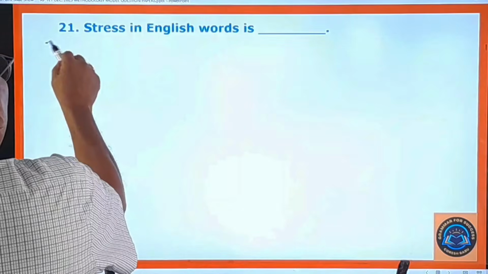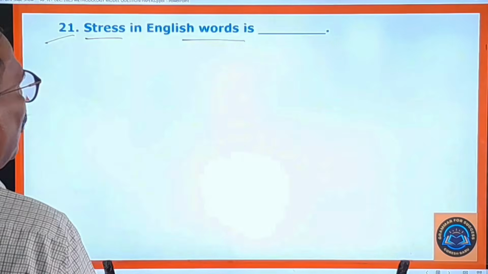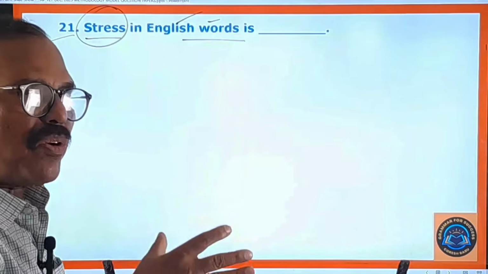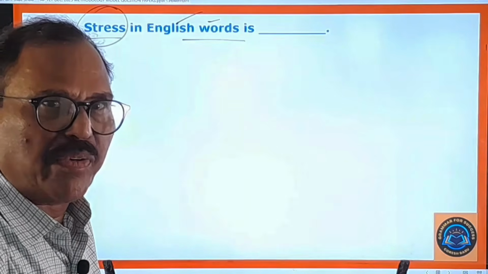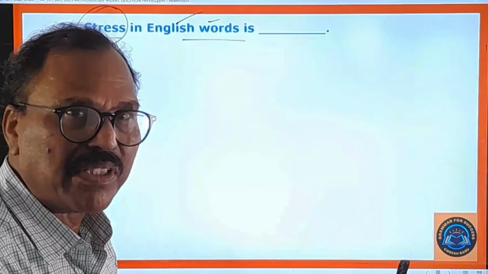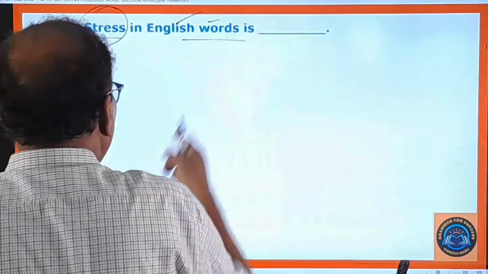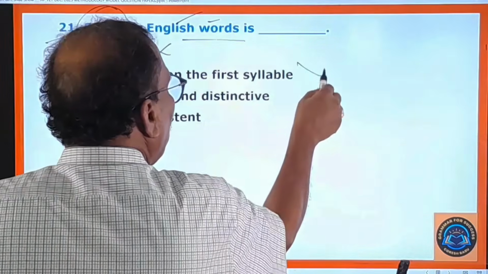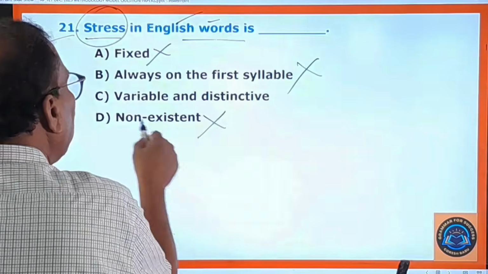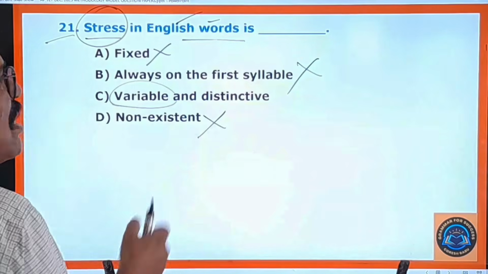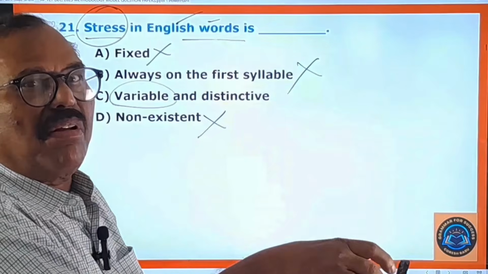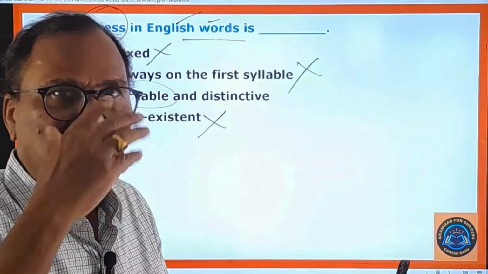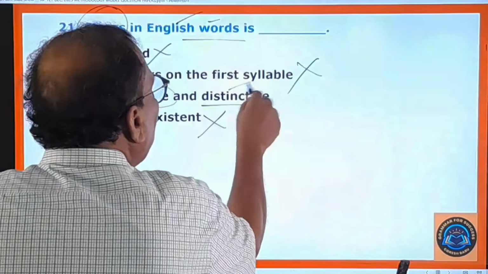21st question. Stress in English words is, so in English words, stress is very, very important. And this stress gives the beauty to the English language, sweetness to the English language. So stress in English words is what? Here are four options. Is it fixed? No. Is it always on the first syllable? No. Is it non-existent? No. But it is variable. Variable means ever changing. Sometimes the stress is laid on the first syllable, sometimes on the second, sometimes on the third, sometimes on the fourth syllable. Therefore, it is variable and it is distinctive.